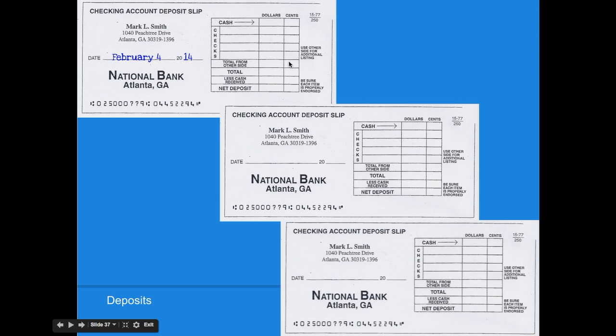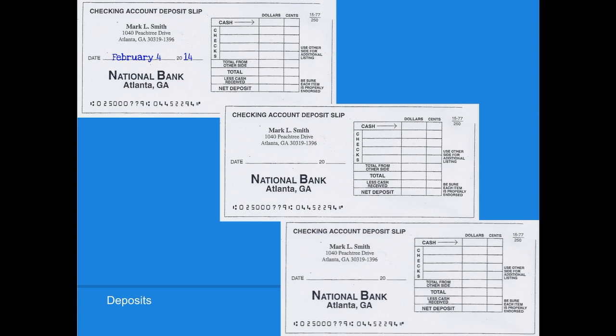The next area down is the total from other side. We'll talk about that later on in this activity. So you would take all of this, add it to the total from the other side, and you'd get the subtotal. The next row has to do with any cash that you're going to be getting back. And then you've got your net deposit, the actual money that is going into your account.